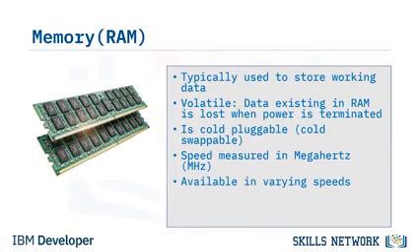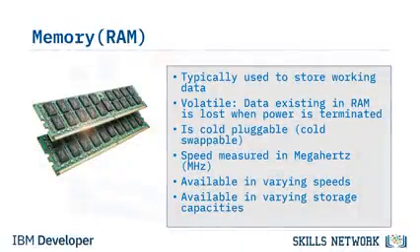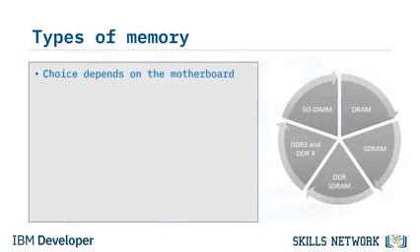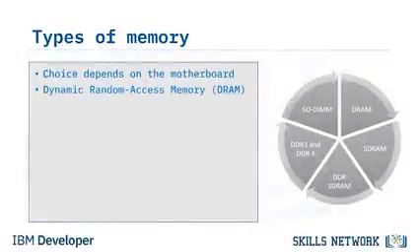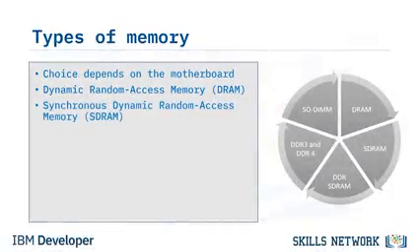RAM is available in several forms of varying speeds and storage capacities, depending on your type of motherboard and needs. The memory you use depends on your motherboard type. Common forms of memory include the following. Dynamic random access memory, or DRAM, stores each bit of data in a memory cell, usually consisting of a tiny capacitor and a transistor.